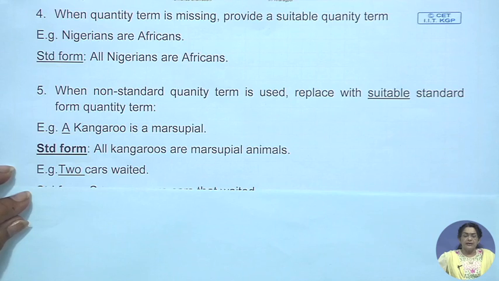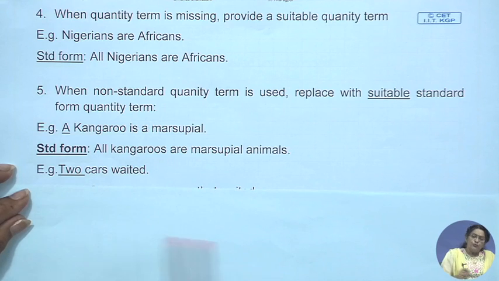Here is an interesting example. "Two cars waited." Is there any chance of turning it into a standard form categorical proposition? Well, think about "two." That's a non-standard quantity. It's a quantity, but it's a non-standard quantity. Now, what is the most suitable quantity term in our logic system? That has to be "some." It's not all, it's some, right?